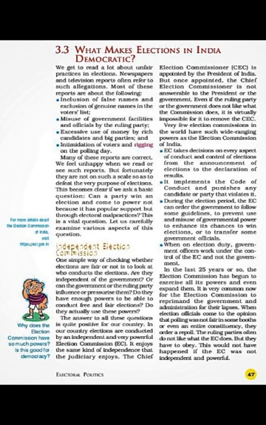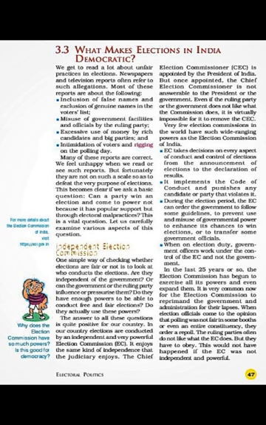Or can the government or the ruling party influence or pressurize them? Do they have enough powers to be able to conduct free and fair elections? Do they actually use these powers? To answer all these questions, students, in a positive manner, our elections are conducted by an independent and very powerful Election Commission, and it enjoys the same kind of independence that the judiciary enjoys. Similarly, the Chief Justice of India, once appointed, cannot be removed by the President or the Prime Minister. Similarly, the Chief Election Commissioner of India, once appointed, cannot be removed.